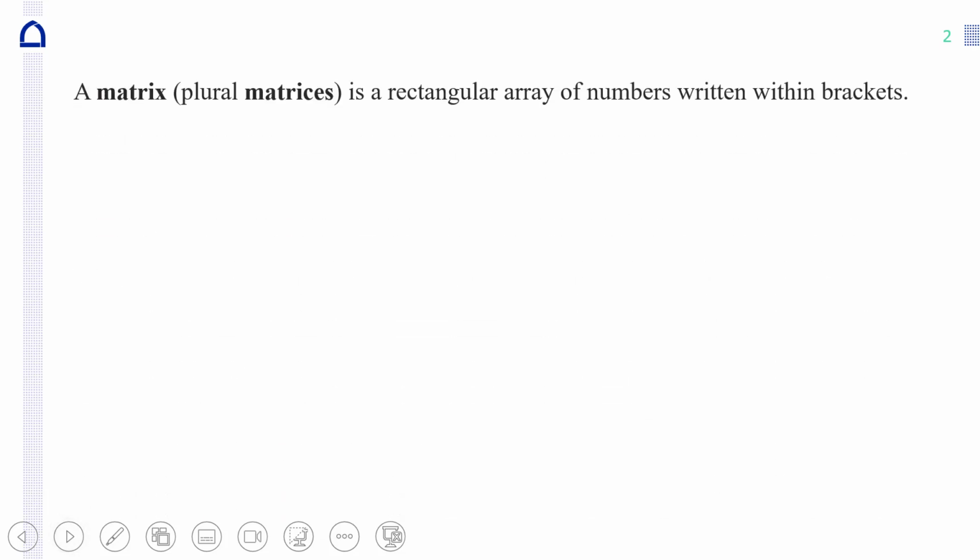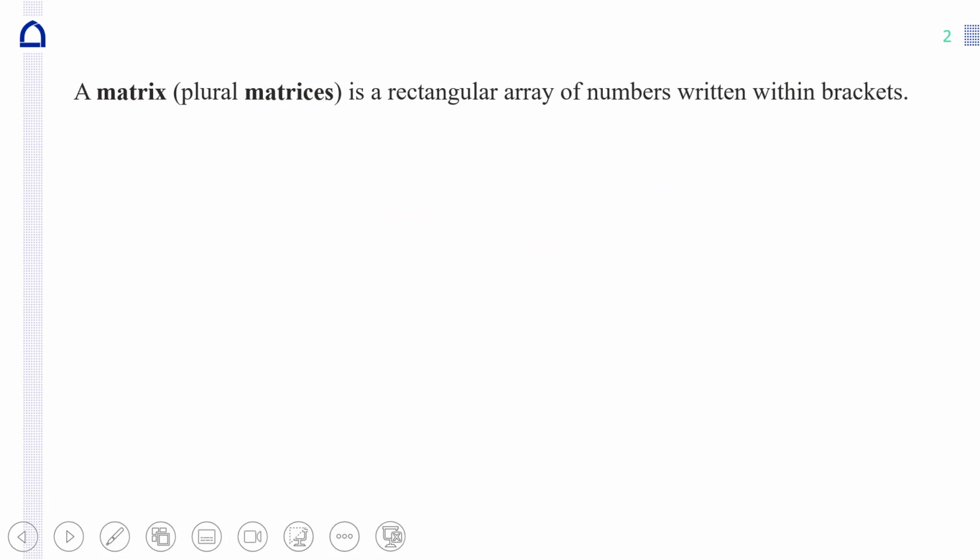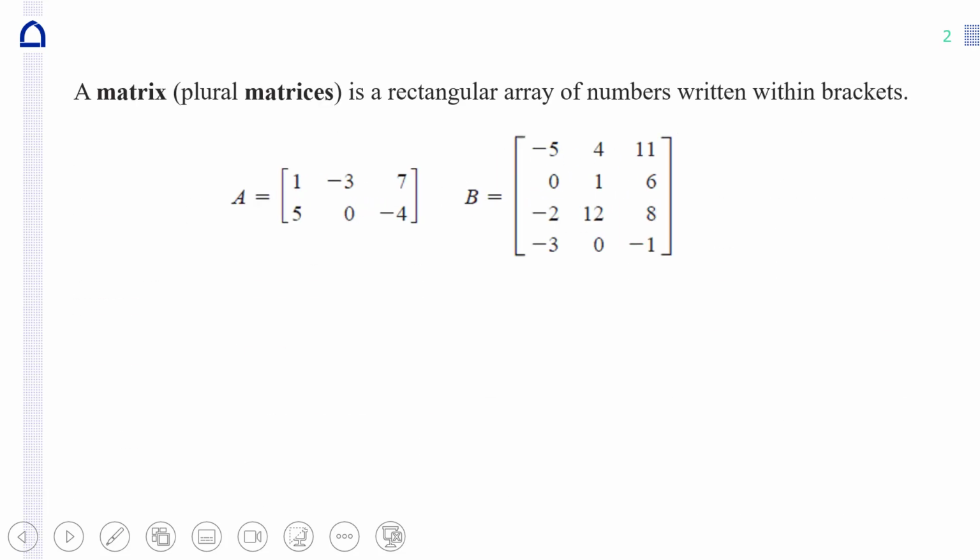A matrix is a single one. The plural is matrices, so if you have more than one matrix, you say matrices. This is a matrix. It's not a table; they call it an array. An array means you have rows and columns. We name matrices by capital letters, A capital, B capital. Here we have two rows and three columns. If you multiply 2 by 3, you have 6 elements. Each one of these is an element.